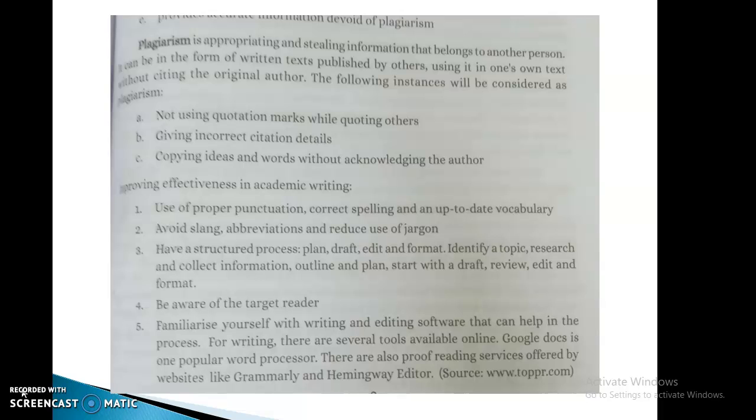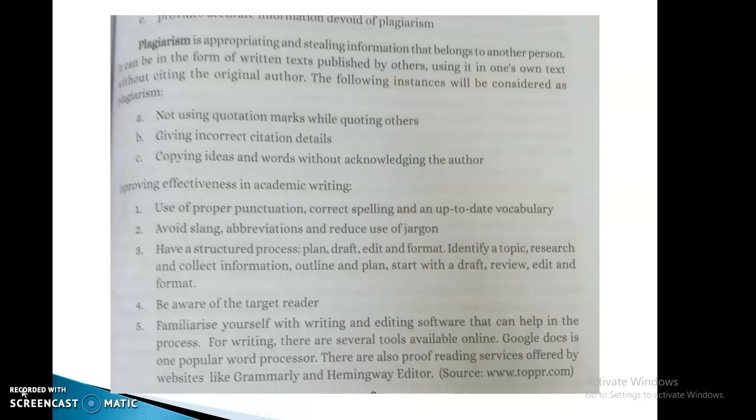First identify a topic, then do research and collect information, outline and plan. So begin with a draft, that is preliminary version of a piece of writing. Then review means to look back over something for evaluation or memory. Then edit and then format.